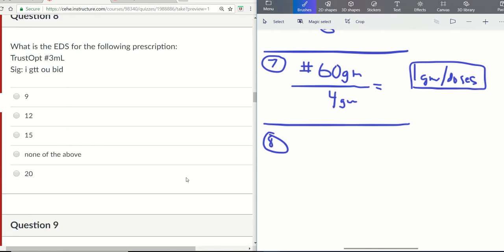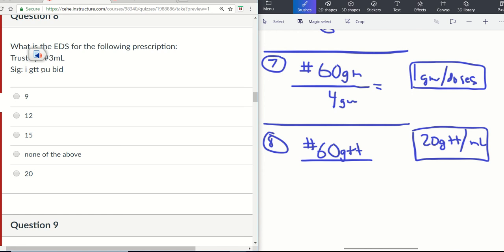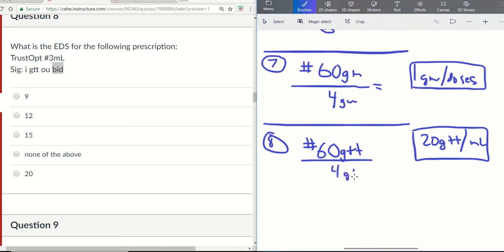Number 8. How many drops per ml? 20. So for eye and ear drops, we're going to approximate about 20 drops per ml. So 3 mLs would give us how many drops? 60. All right. Let's go with drops per day. So 1 drop, how many eyes? How often? Twice a day. So 2 drops twice a day for a total of 4 drops in a day.